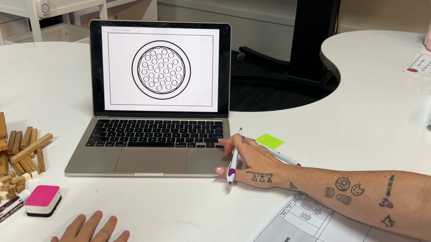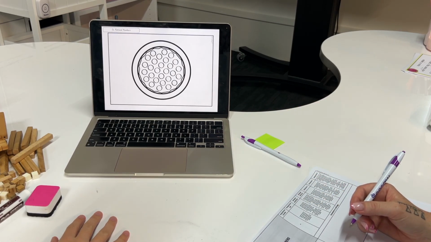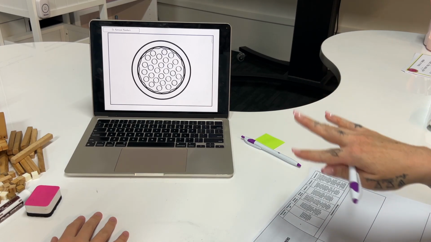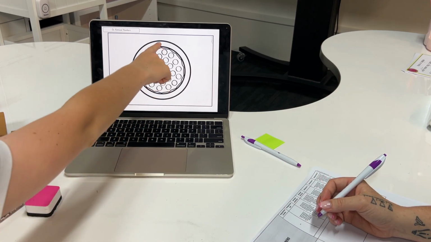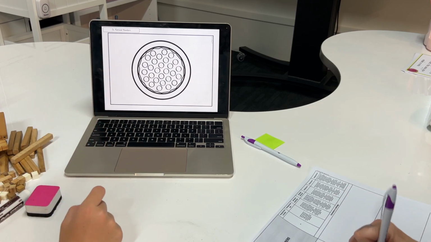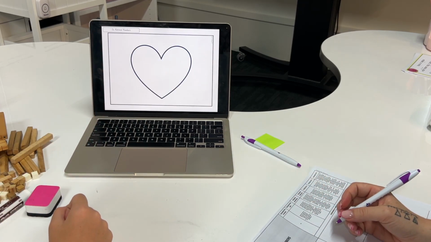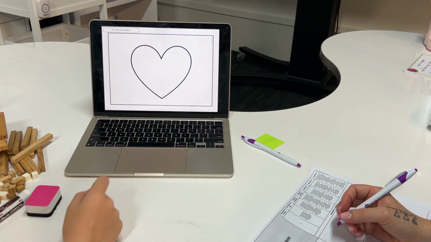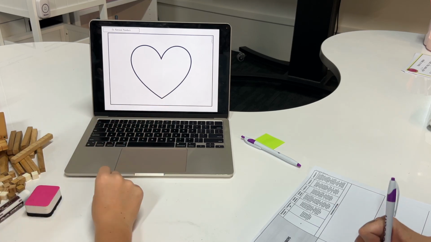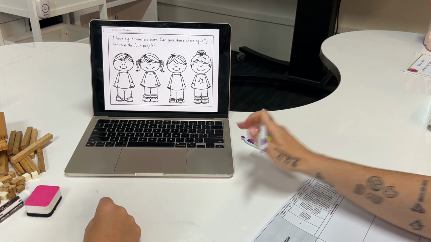Here is a pizza. Can you cut the pizza into quarters and draw a line where you think that would be? So you can just draw a line on the screen wherever you think quarters would be. Awesome. And then this one here, can you show me where you think half would be?